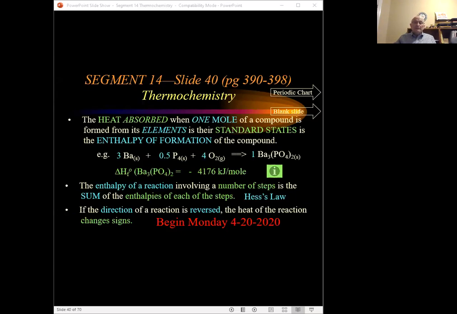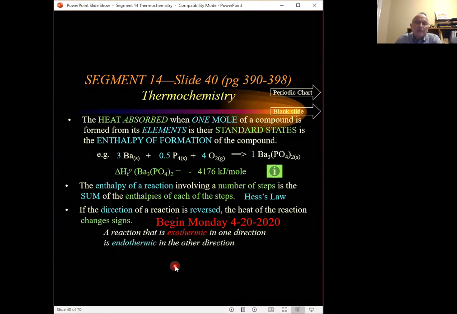Okay, let's pick up where we left off last time. We were working on segment 14. I think we got down to slide 40, and we were looking at enthalpy of formation for different compounds.